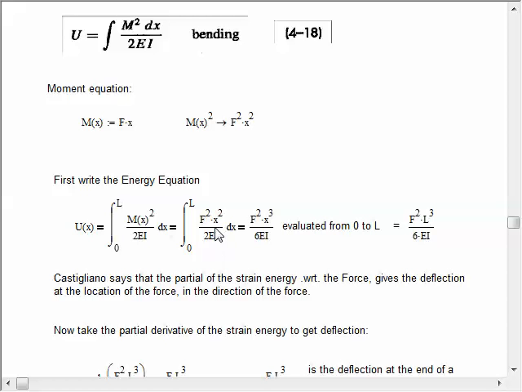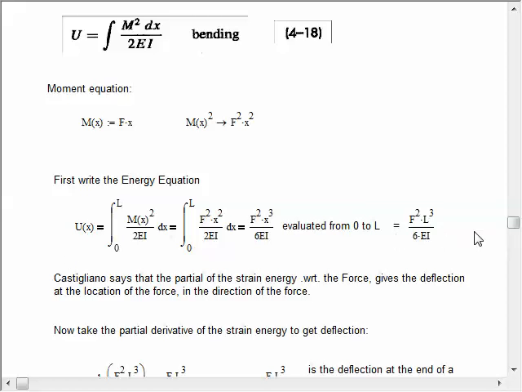And if I integrate F squared x squared with respect to x, I'm going to get an F squared x cubed. And the x cubed is going to generate a 3 in the denominator. I already had a 2 there. That'll give me the 6EI. And I need to evaluate this term at x equals L and at x equals 0 and subtract the 2. And so this thing becomes F squared L cubed over 6EI. And that is the energy in the beam.